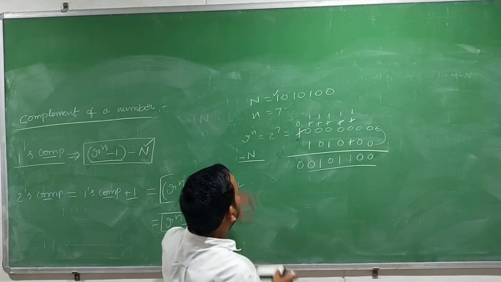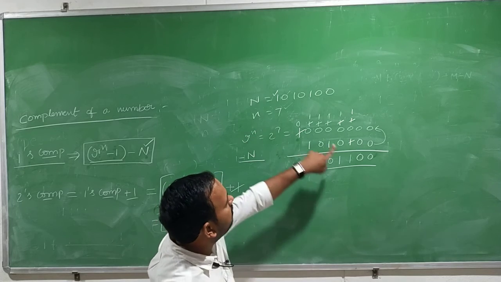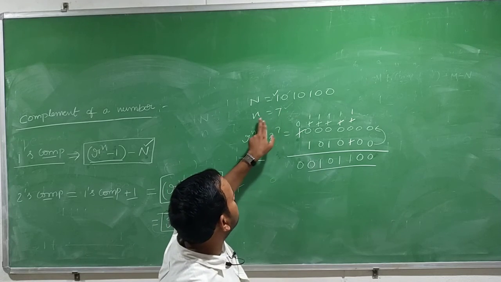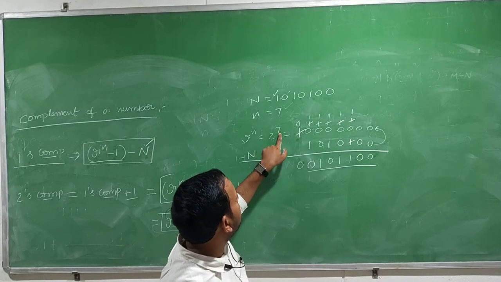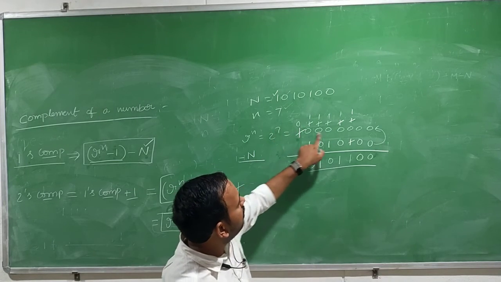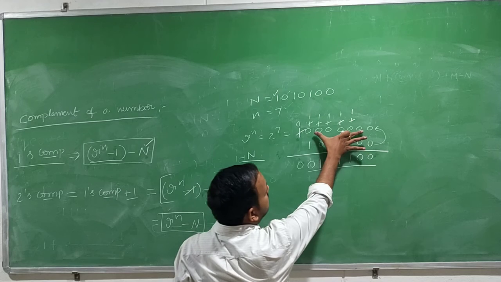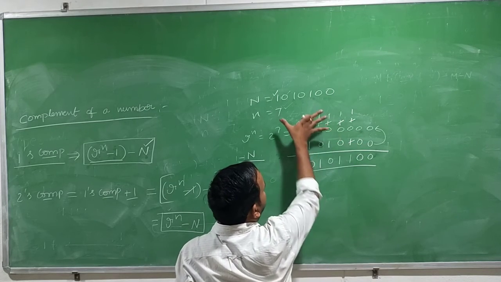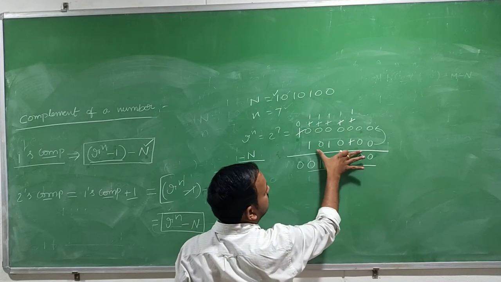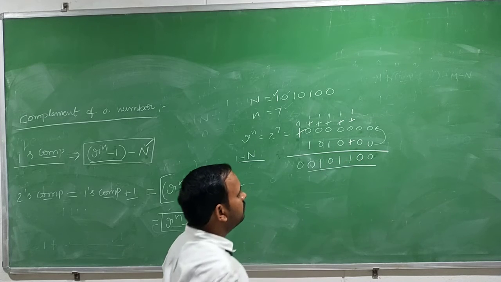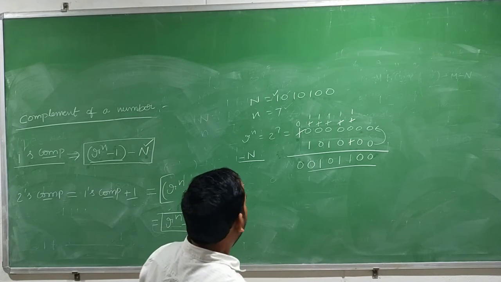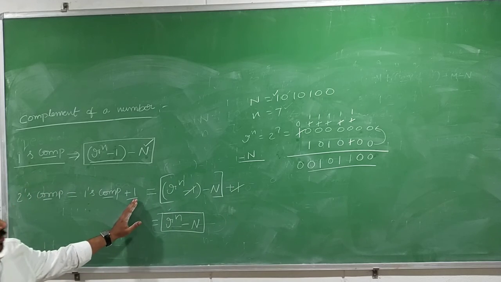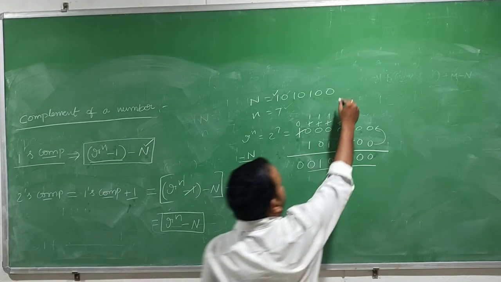Okay. So r power n becomes 1 followed by that many zeros. Here small n is nothing but the 7 individual digits. So 2 power 7 means 1 followed by that many zeros. So 7 zeros are there. So you need to subtract the given number from the 7 zeros, right? So here the direct method is 1's complement plus 1. Okay, what is the 1's complement plus 1?